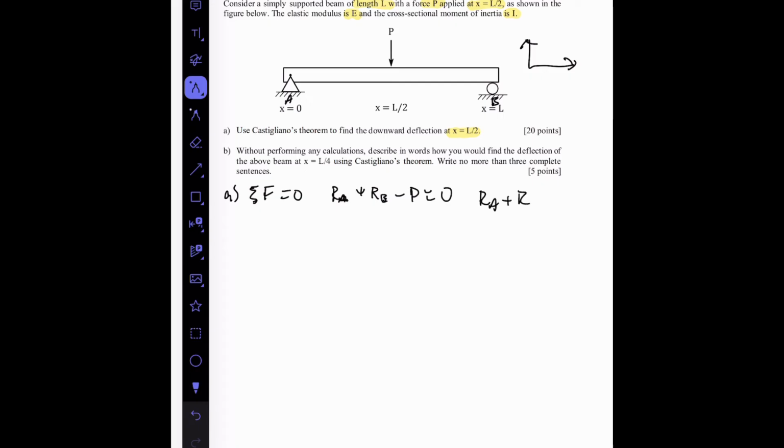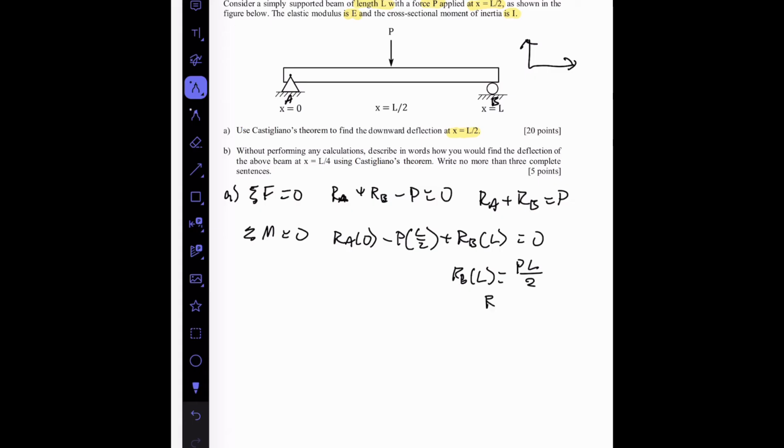So our first equation is going to be this, and then we have the sum of moments, and I'm going to take the moments about point A. So the sum of the moments about point A is going to be RA times 0 minus P times L over 2 plus RB times L, and that's going to be equal to 0. So we're going to have RB times L equal to PL over 2. That means that RB is going to be equal to P over 2, and thus RA is also going to be equal to P over 2.